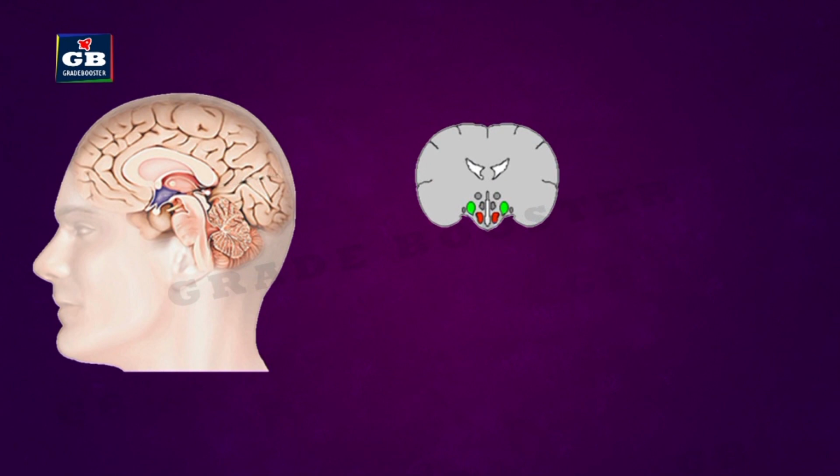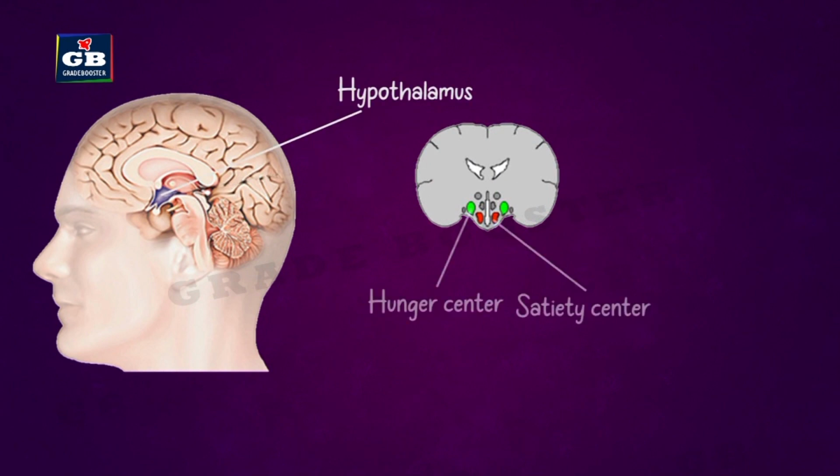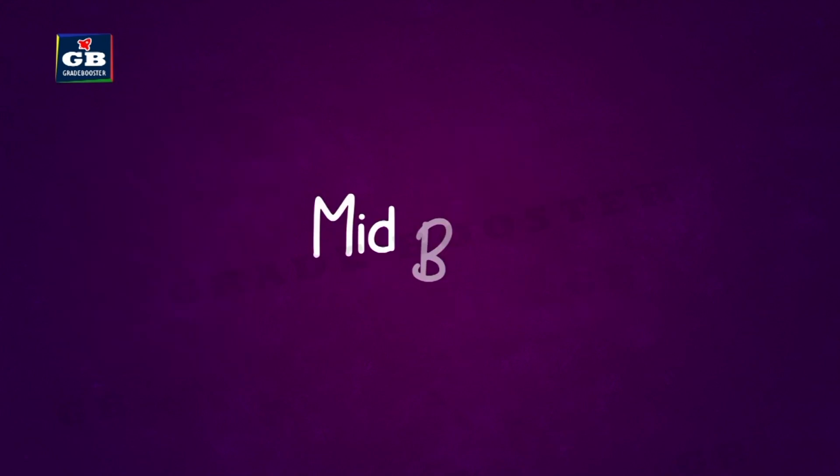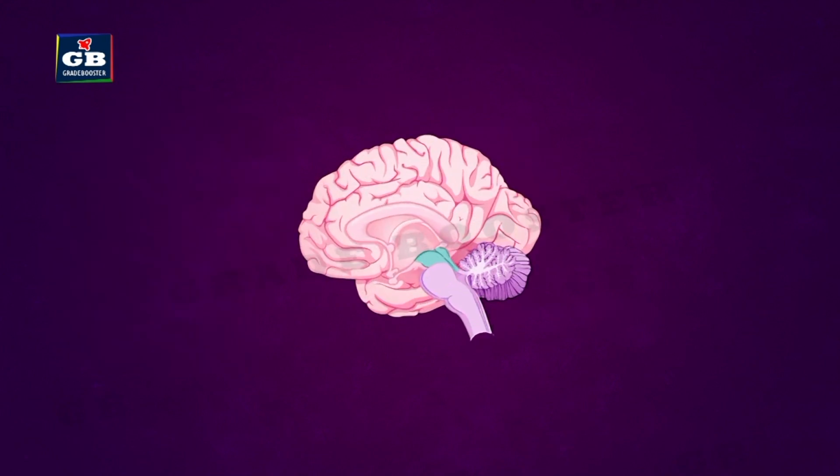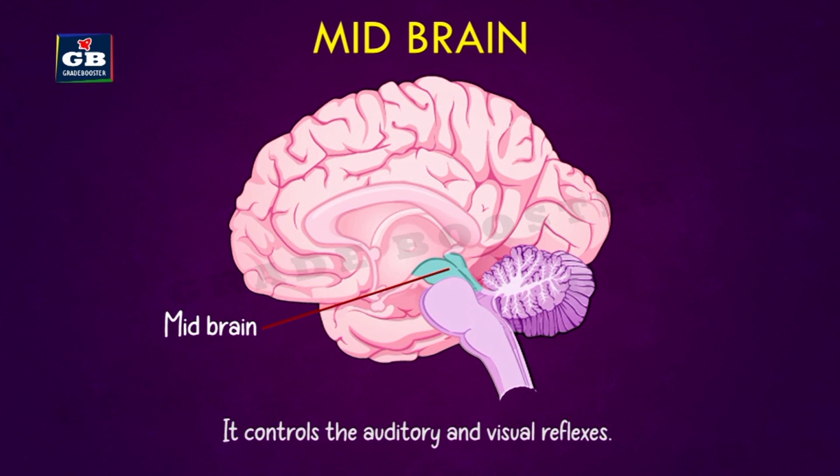The sensation of hunger and feeling full is also controlled by a separate area of the forebrain. Next we see the midbrain. The midbrain controls the visual and auditory reflexes. It also has a center for controlling the movements of our eye and eyelids.